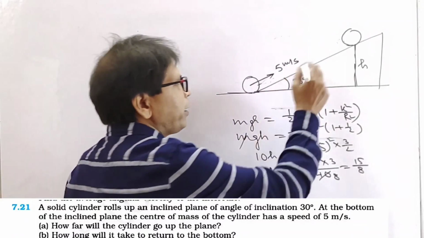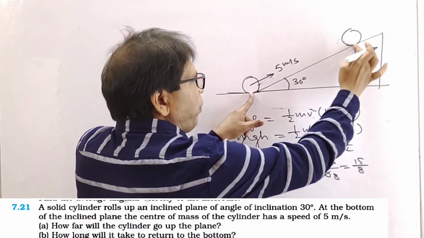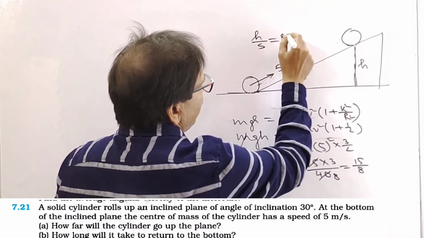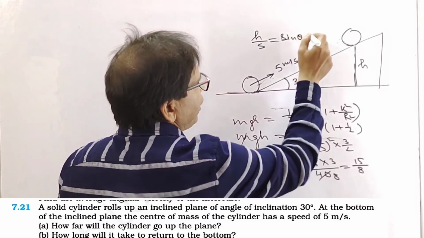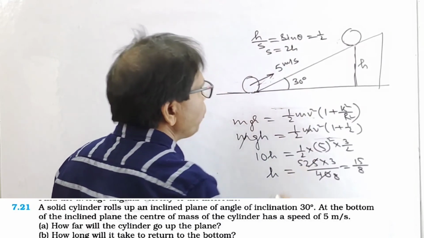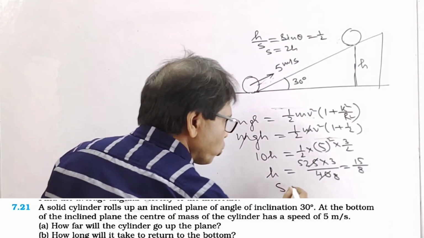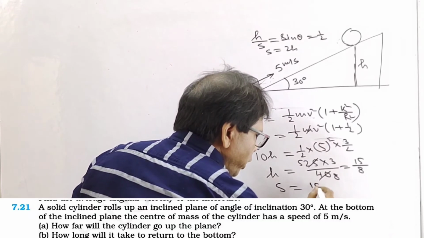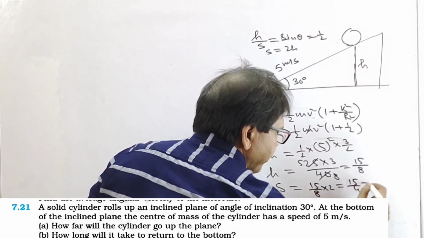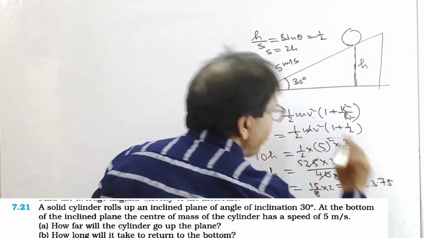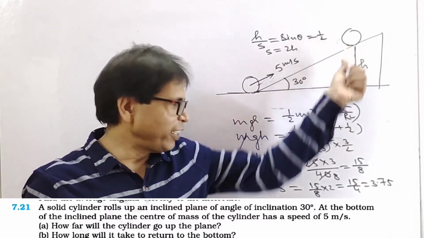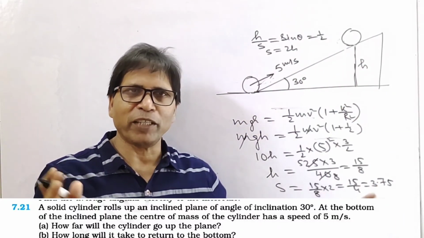If s be the distance along the plane, then h by s equals sine theta. Since theta is 30 degrees, this is half. Therefore s equals 2h. Therefore distance covered s equals 15 by 8 into 2. So this is 15 by 4, that is 3.75 meter along the plane. Okay, so distance of ascent is equal to 3.75 meter.